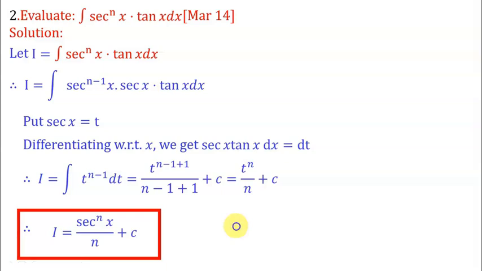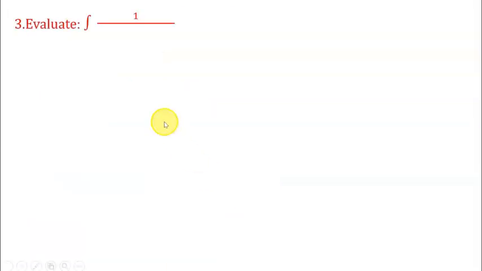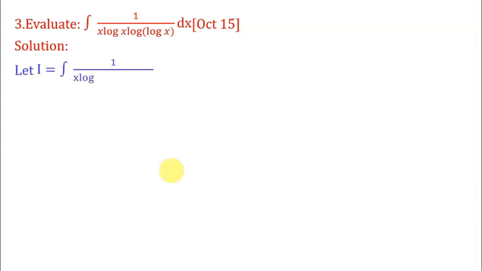Now next example. Evaluate the integral of 1 upon x log of x into log of x dx, asked in the October examination. Here we also apply the method of substitution. Here the derivative of log x is 1 upon x, so we have 1 upon x into log of x. Therefore for this we will substitute log of x as t.